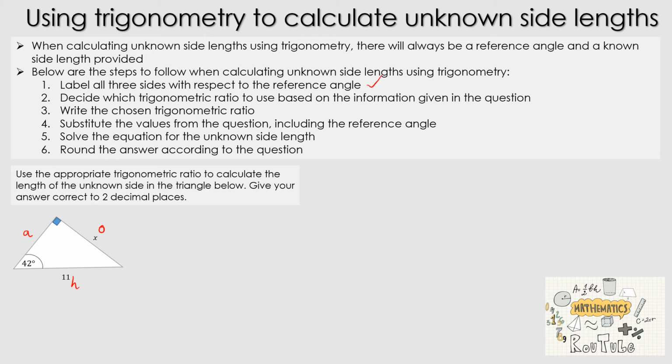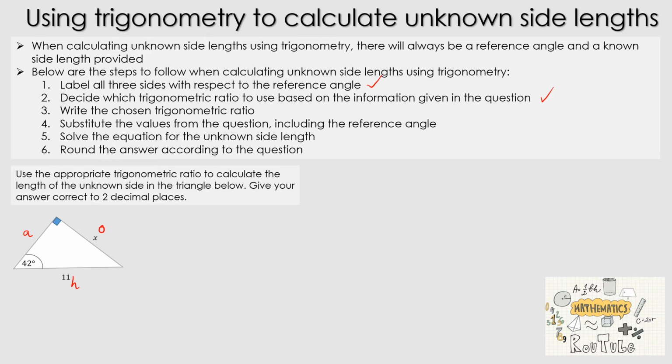Second step is to decide which trigonometric ratio to use based on the information given in the question. Okay, so the reference angle is there. Now side A gives us no information whatsoever. It's got no measurement or no unknown. So I cannot use a ratio with A in it. So I have to use the ratio that's got O and H. And if we remember SOHCAHTOA, well, that should mean that we are going to use sine. Okay, so we've now decided that we are going to use sine.